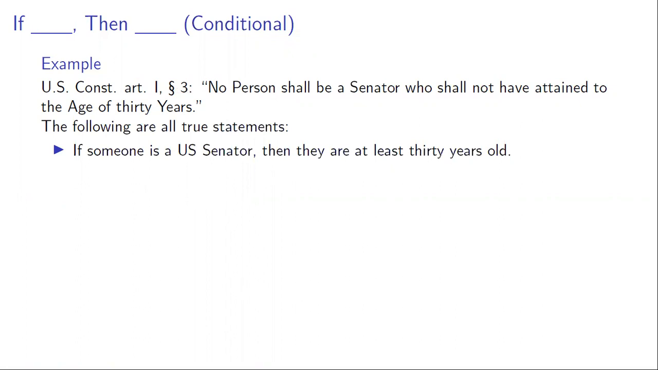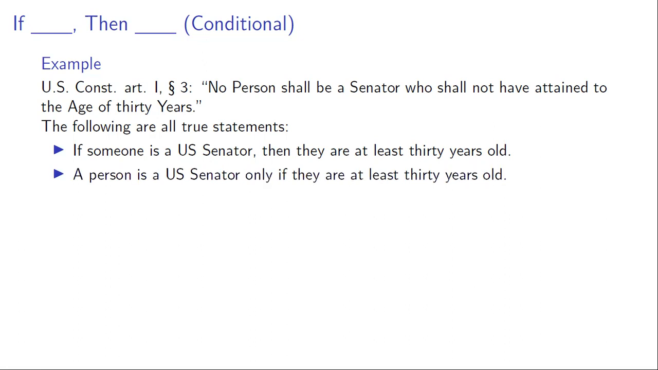If someone is a U.S. senator, then they are at least 30 years old, right? Again, the fact that someone is a U.S. senator, that must mean that they are at least 30 years old, because otherwise they wouldn't be able to be a U.S. senator. A person is a U.S. senator only if they are at least 30 years old. So notice here that this is an example of using only if, right? So if someone's a U.S. senator, then they are at least 30 years old. A person is a U.S. senator only if they are at least 30 years old.